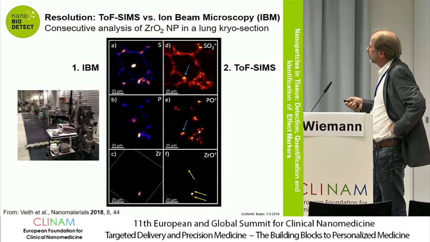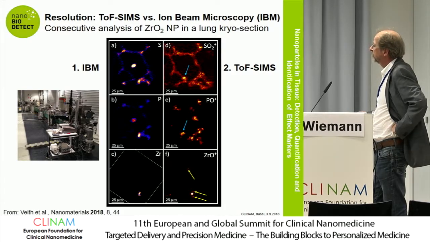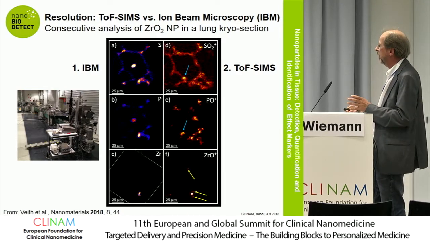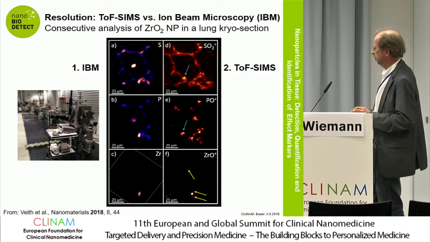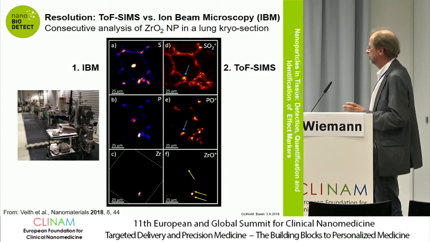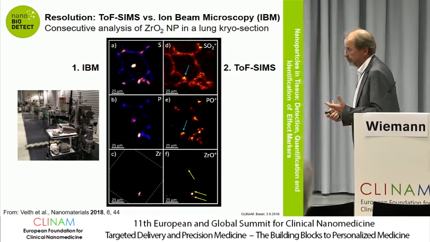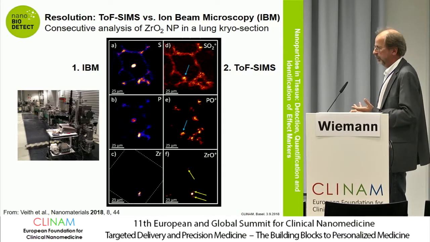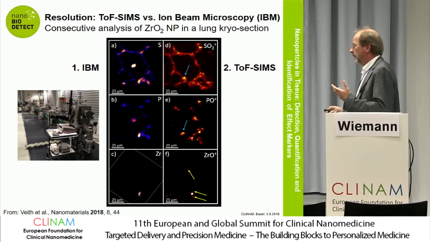But if you compare this with respect to sulfur, phosphorus, and in this case zirconium, you find this is the outcome with the IBM, and this is the outcome with the TOF-SIMS. So you see more at the same place, and by the way, this is the same site which has been analyzed primarily with the IBM, and after that with the TOF-SIMS. So there you can see more places with zirconium. So the resolution is higher, in fact. It's better, you see more and in more places. So I would recommend in that case to go for such an instrument if you really want to see where small particles are located.